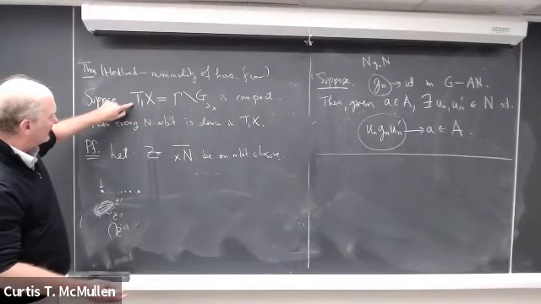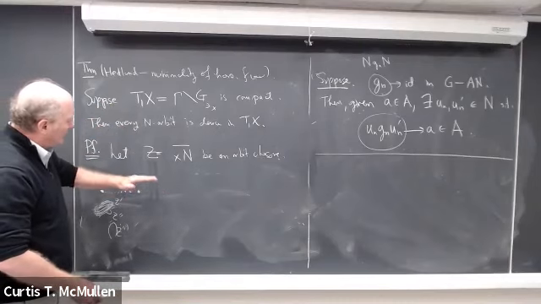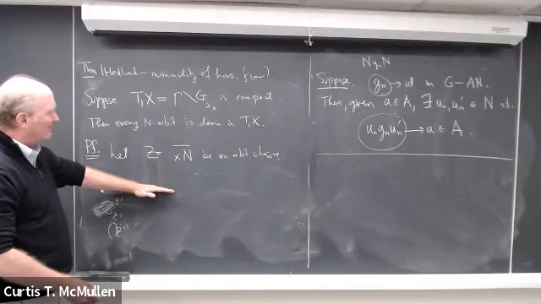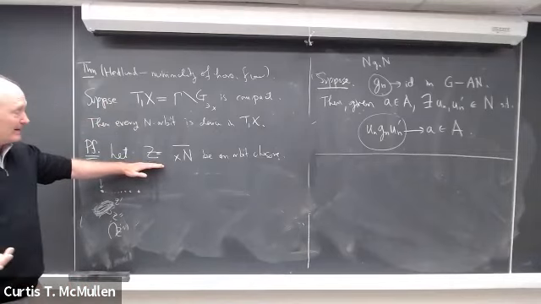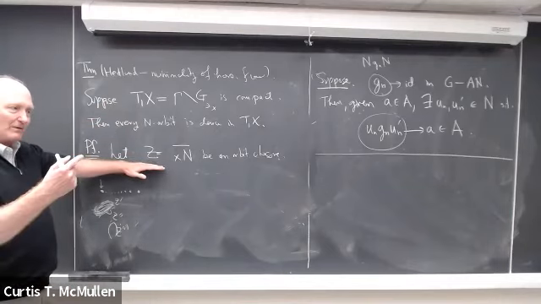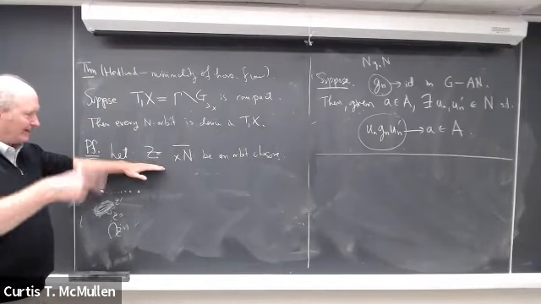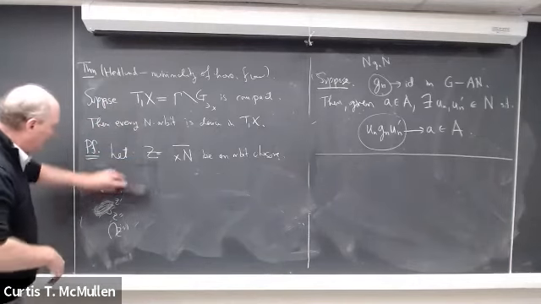Everything is sitting inside a compact space. So by the axiom of choice, there exists a minimal invariant set inside of Z. And what does minimal mean? It means every orbit is dense. You see, if an orbit wasn't dense, then the closure of that orbit would be a smaller invariant set.